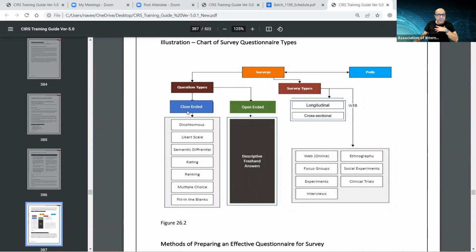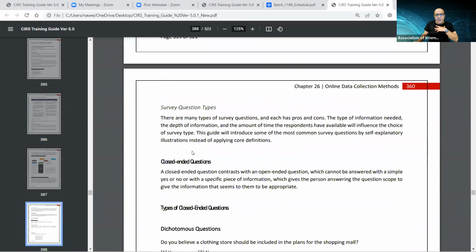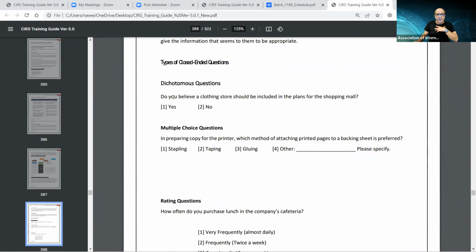So you have to remember what are dichotomous, Likert scale, semantic differential, rating, ranking, multiple choice, and fill in the blanks. These are different terminologies. To understand them, you would just have to look at how these are set, and it's no rocket science here. Dichotomous question is simple: yes or no, one or two, agree, disagree. Dichotomous, two, die.